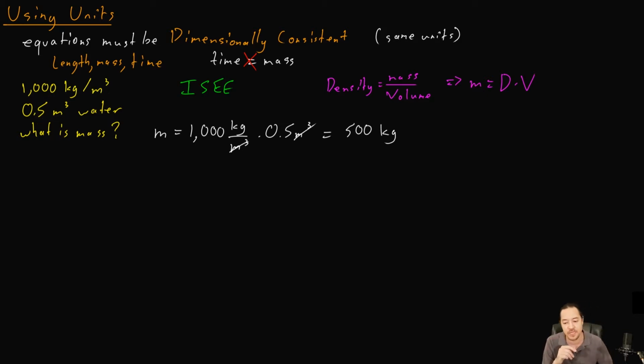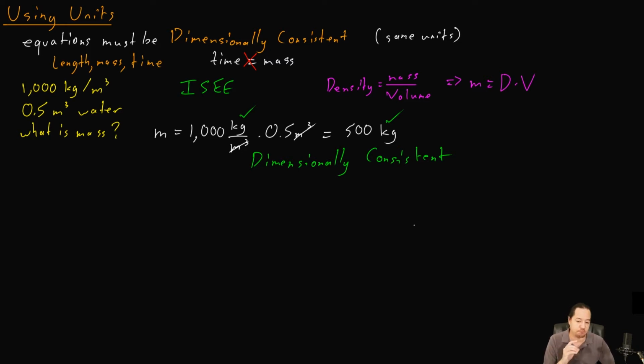That's good. And as far as the units go, we got kilograms, which is what we're looking for with mass. On the right side of the equation, the meters cubed cancel, so we're left with kilograms. And so we have a dimensionally consistent equation. And that's what we're checking for. That's a good check when we evaluate our answer. We want to make sure it's dimensionally consistent.